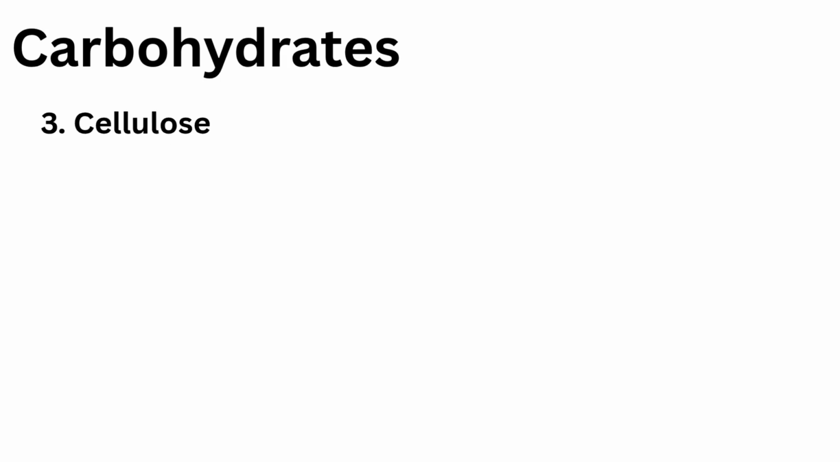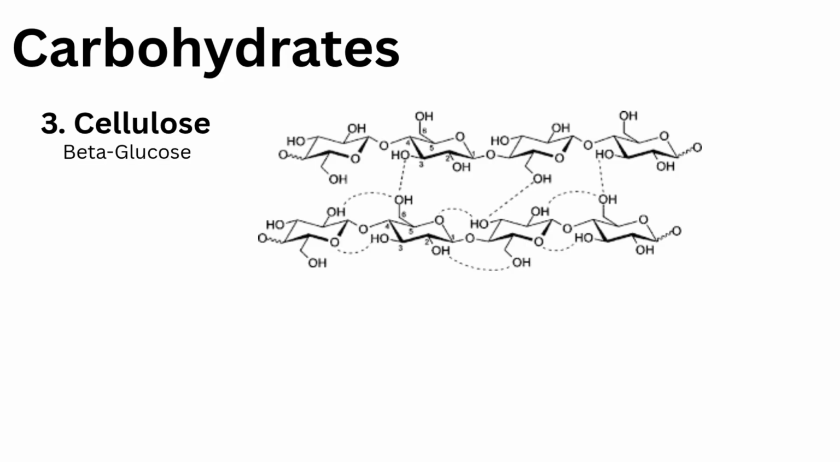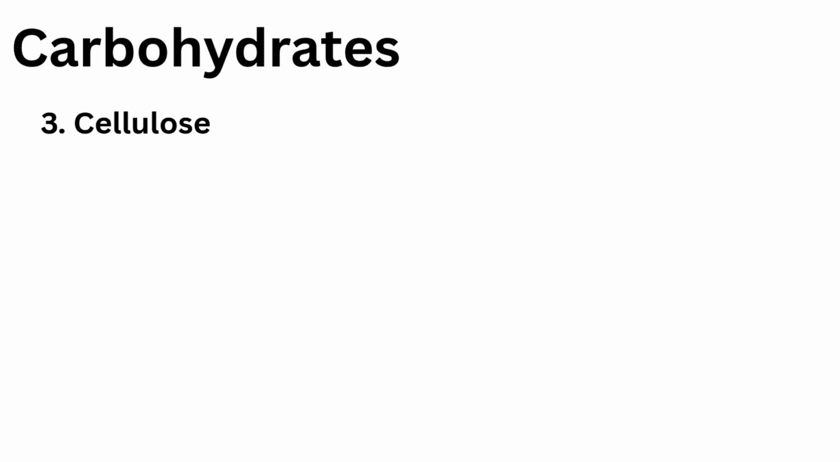3. Cellulose. Cellulose is totally different, even though it's still made of glucose. Cellulose is built from beta-glucose, not alpha. Because of this, the chains run straight, not coiled, and they hydrogen bond together into strong fibers. This forms the cell walls of plants. Humans can't digest cellulose because we lack the enzyme to break beta-1,4-glycosidic bonds, but it's still important as dietary fiber.